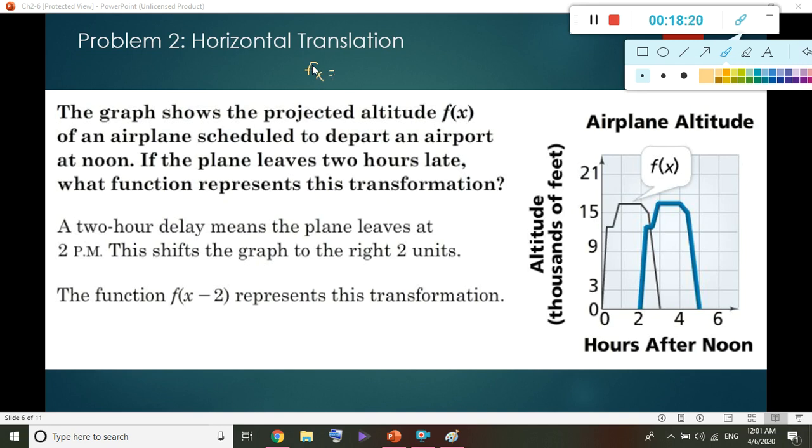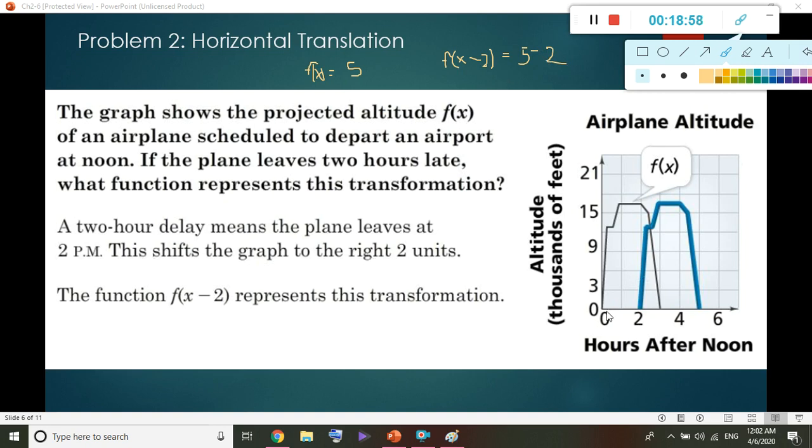Equals, for example, f of x, when it leaves at 3. Let's see, the altitude is going to be 5, for example. Okay? Now let's think about when the plane leaves 2 hours late. It means f of x minus 2 hours. So it's 2 hours late. So it's going to be 5 minus 2. This is as an example here.